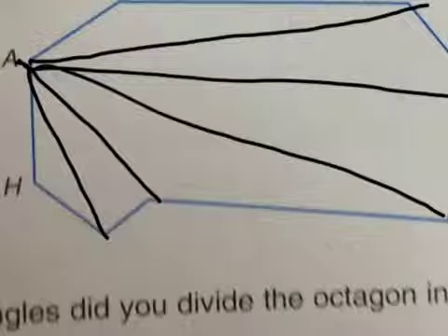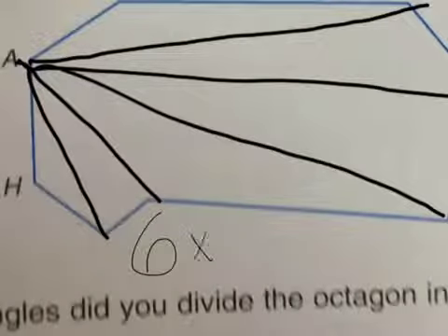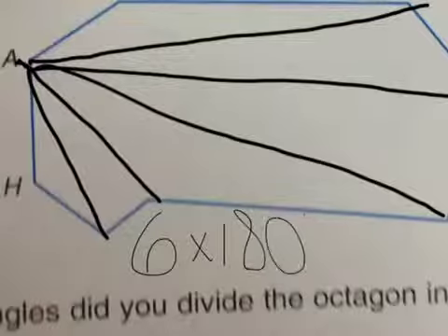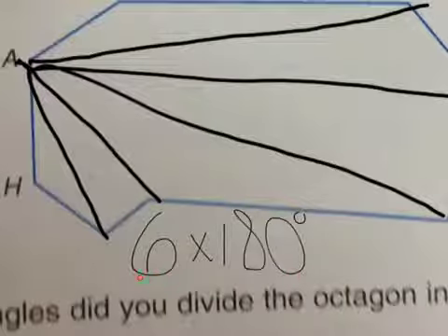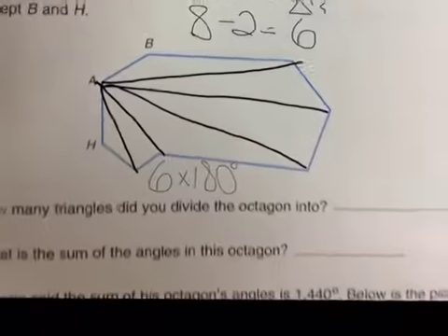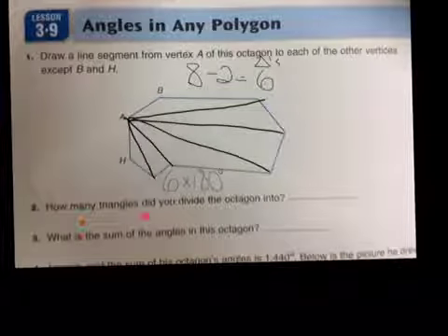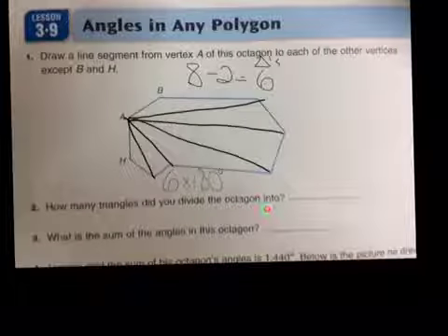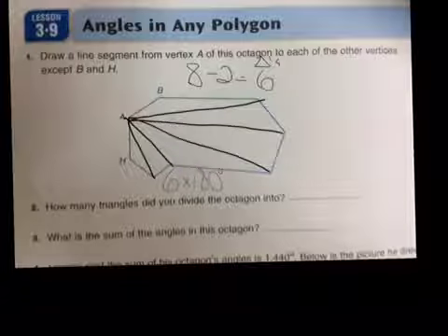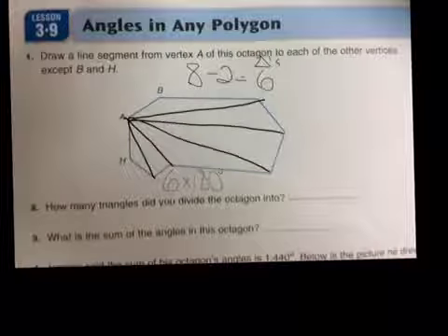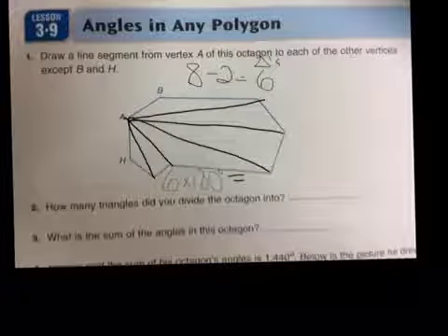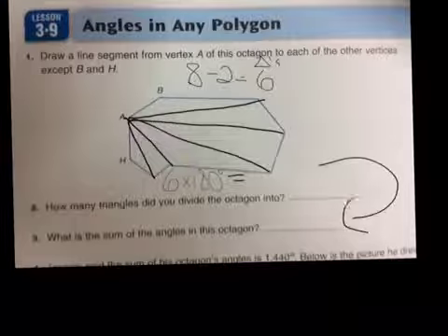Now that we have our 6 triangles, we need to take our 6 triangles and multiply it by 180, because each triangle has 180 degrees. Once you have multiplied this, boys and girls, you will have your answer for question A, or question 2. How many triangles did you divide the octagon into? We divided it into 6. What is the sum of all the angles? Multiply 6 times 180, and you will have the sum of all of them.